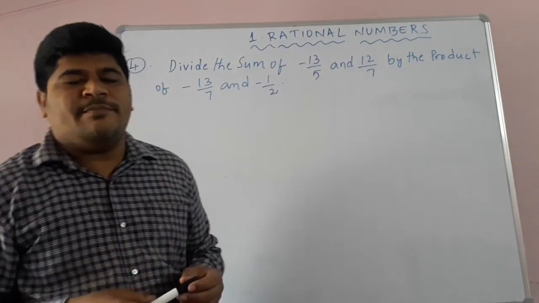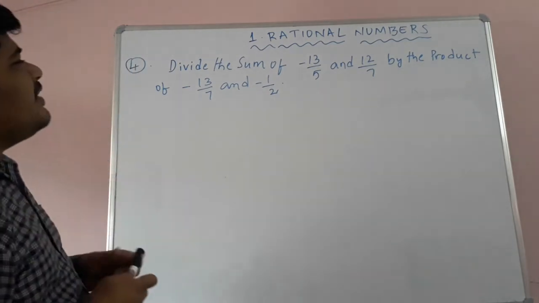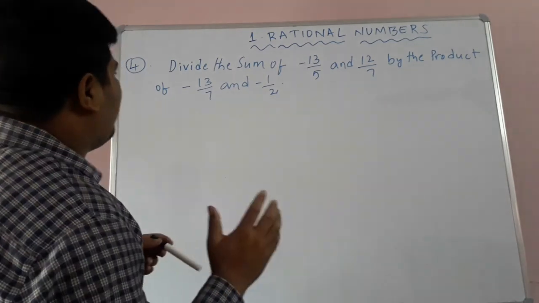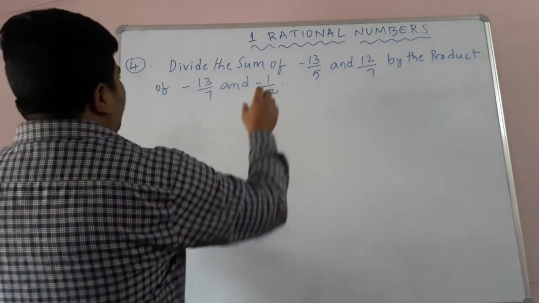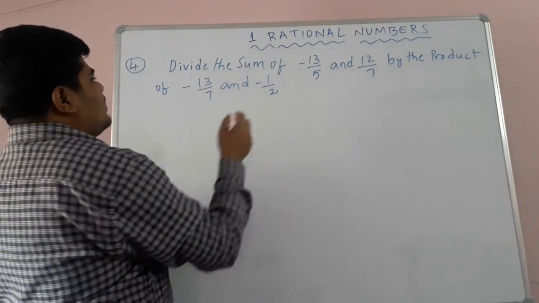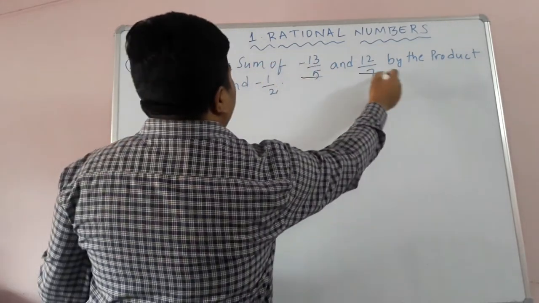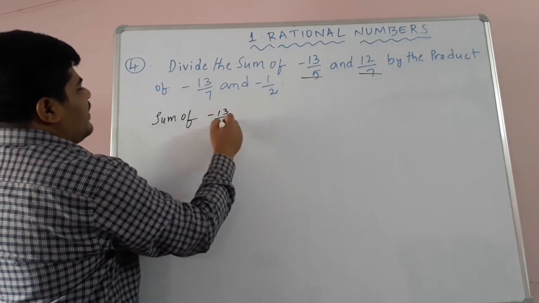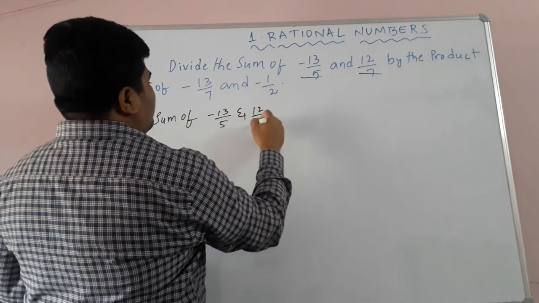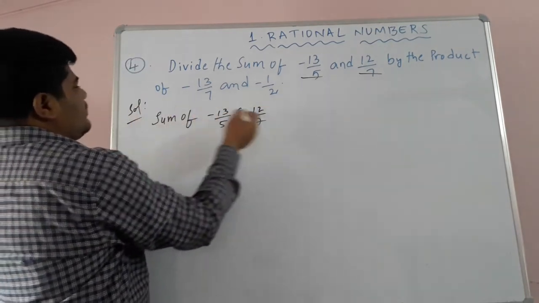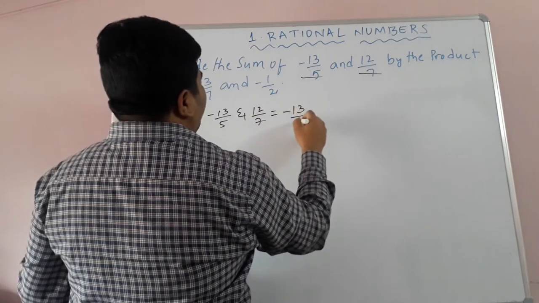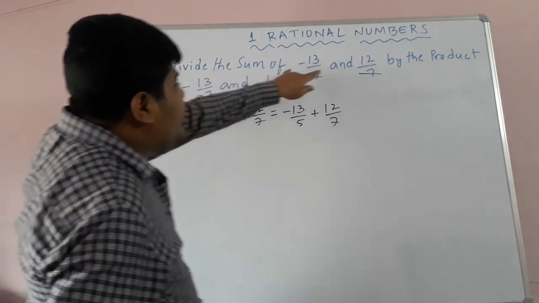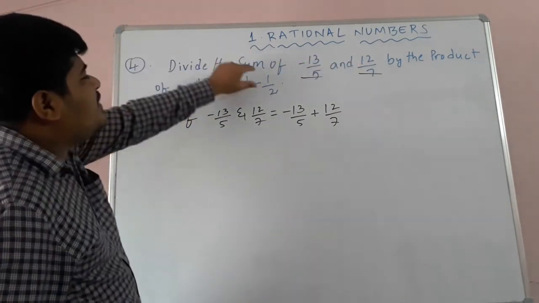Children, now let's see problem number 4. Divide the sum of minus 13 by 5 and 12 by 7 by the product of minus 13 by 7 and minus 1 by 2. First we have to take the sum of these two numbers: minus 13 by 5 plus 12 by 7. Its sum should be divided by the product of minus 13 by 7 and minus 1 by 2.